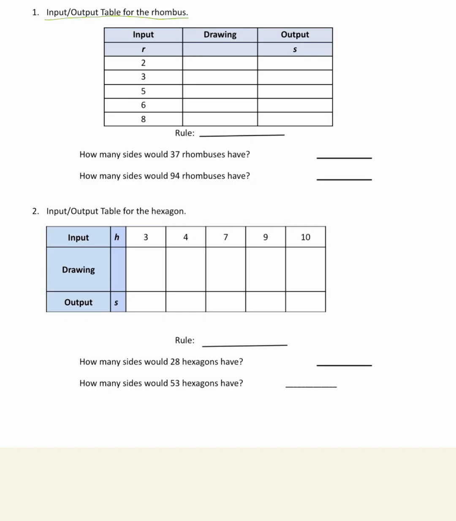Okay, well, let's think back to when we talked about geometry. What is a rhombus? Okay, a rhombus is a quadrilateral. And so we know a quadrilateral, quad means 4. It has 4 sides.